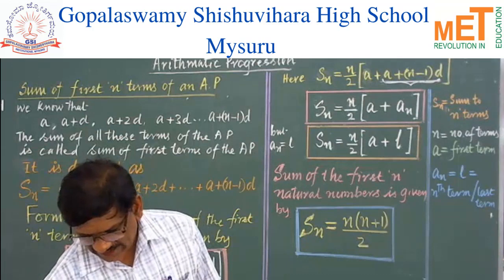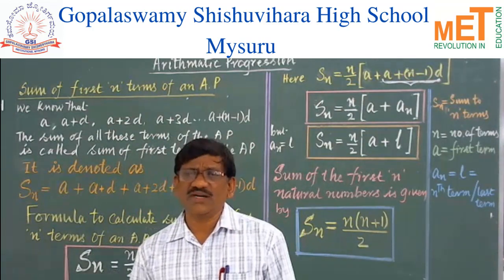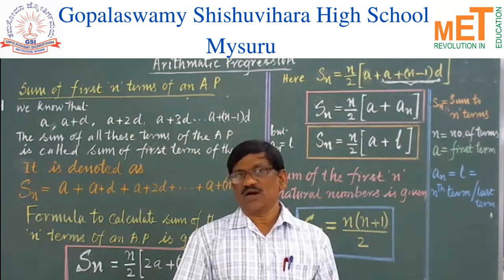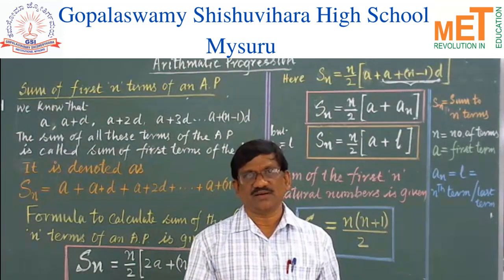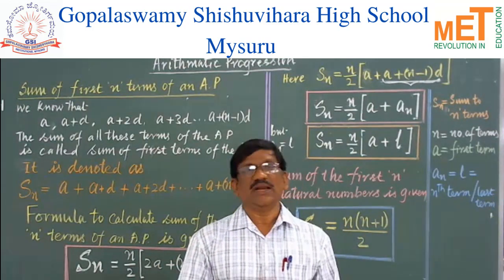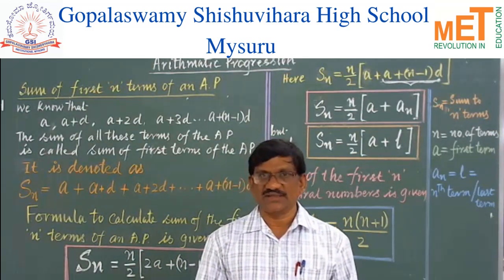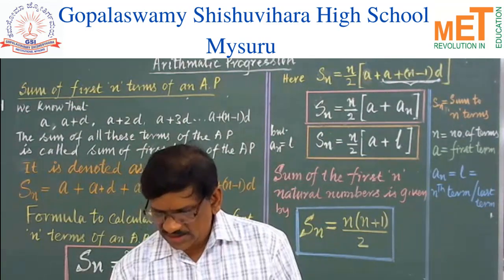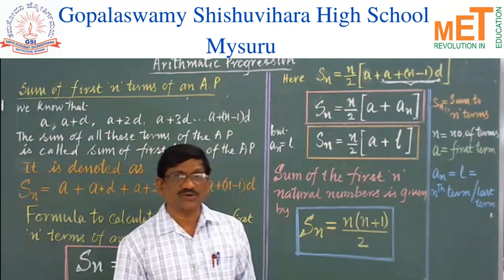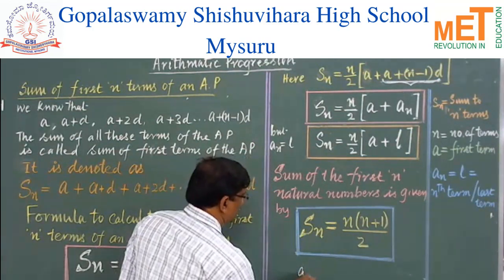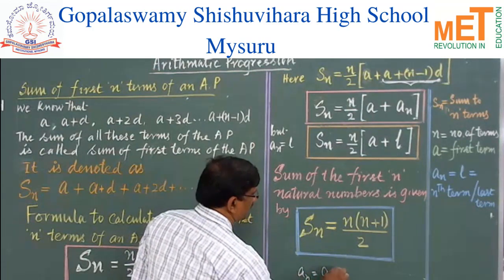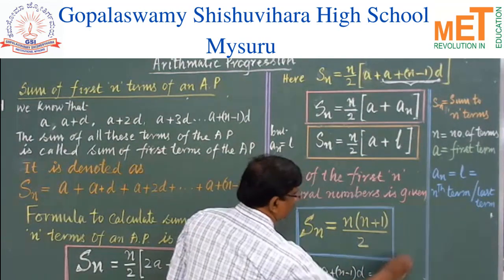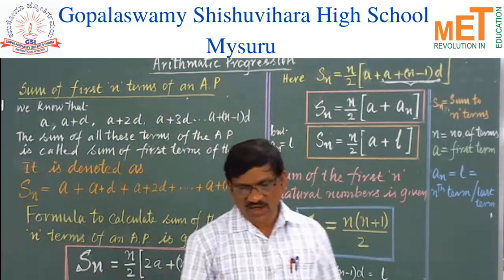Next, the common difference can be positive, negative or zero. The common difference need not always be positive; it can be negative, or the common difference can also be zero. We saw that in the last class, isn't it children? The last term, that is An is equal to A plus n minus 1 into D, is also denoted by the symbol L. L means the last term.